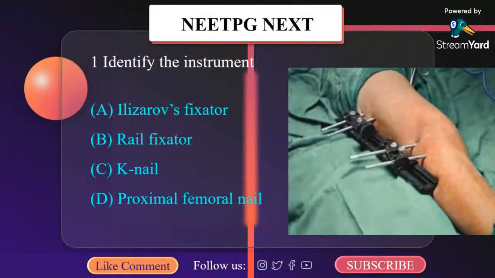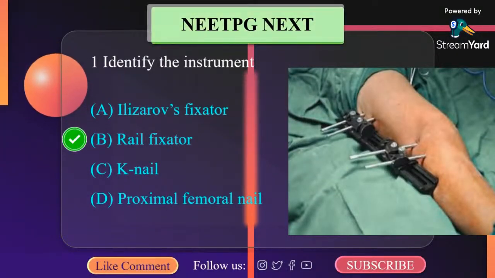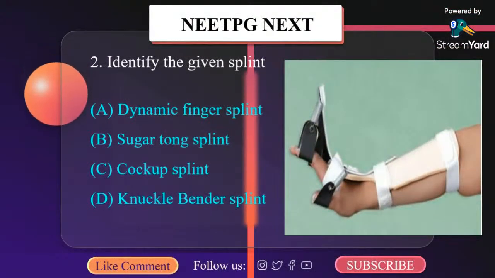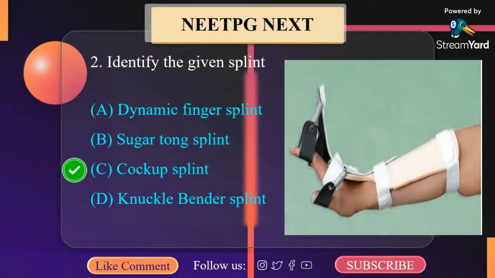Identify the instrument. Well, it is a rail fixator. Identify the given splint. Well, it is a cock-up splint. Cock-up splint can be used in wrist pain, De Quervain's disease, Colles fracture, carpal tunnel syndrome, wrist drop, and hemiplegia.